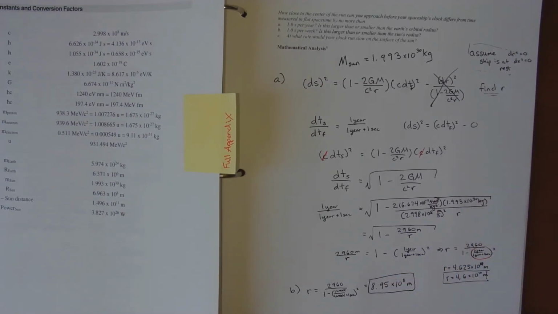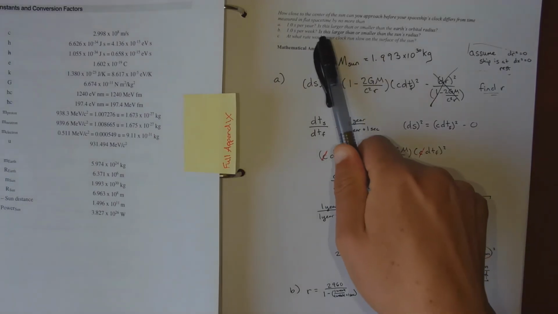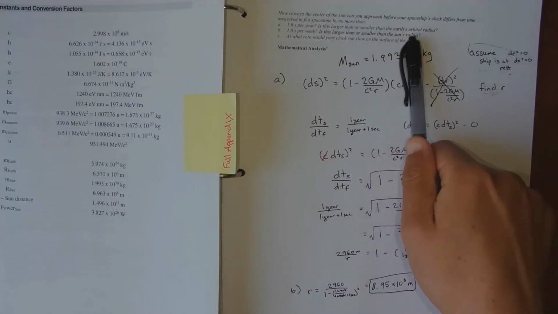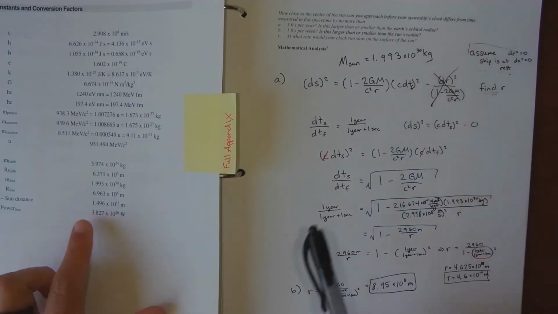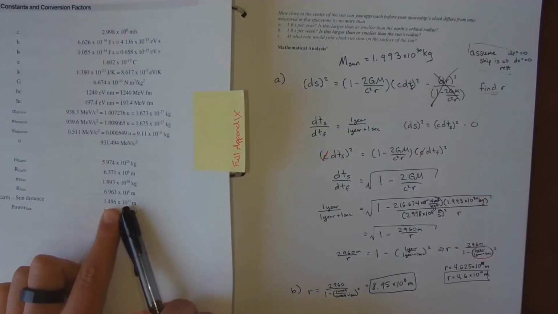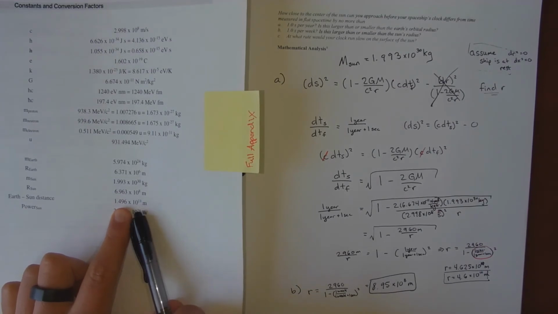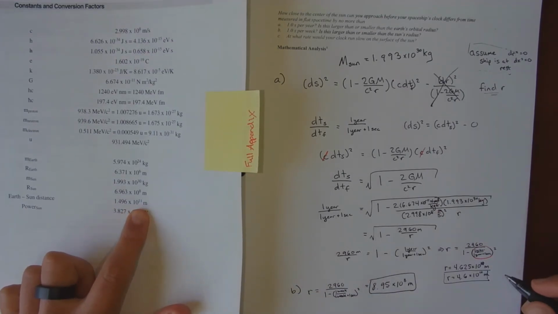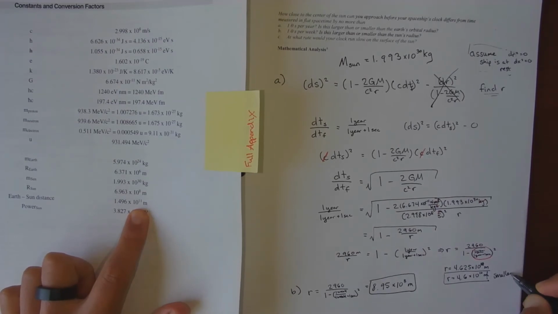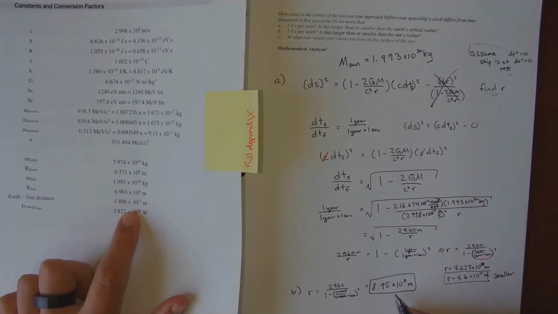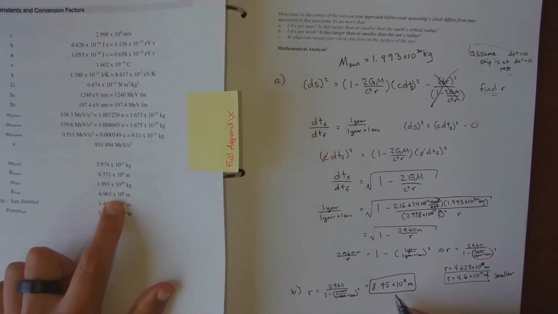And is this larger or smaller than the sun's radius? Oh, and then for part A, we are supposed to answer, is this larger or smaller than Earth's orbital radius? So for Earth's orbital radius, you can look at the Earth-Sun distance from the appendix. This is 1.46 times 10 to the 11th. So that would be smaller than the orbital radius. And this we're comparing to the sun's radius. So the radius of the sun is 6.93 times 10 to the 8th.